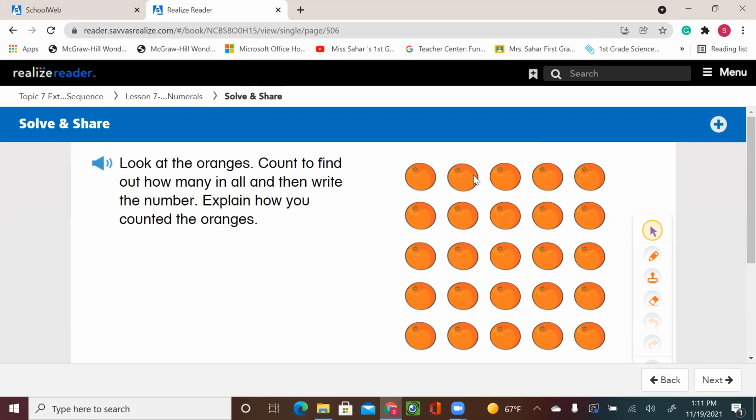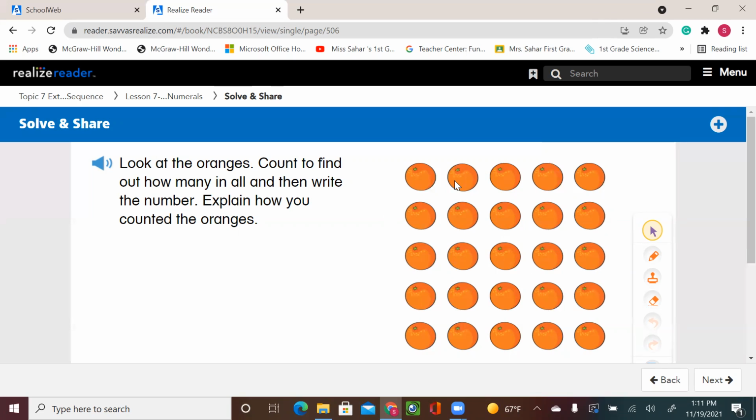So 1, 2, 3, 4, 5. So I don't have a row of 10, I have a row of 5. So I can skip count by 5 or make 2 rows of 10. So I can say 5, 10, 15, 20, 25. So I skip count by 5.